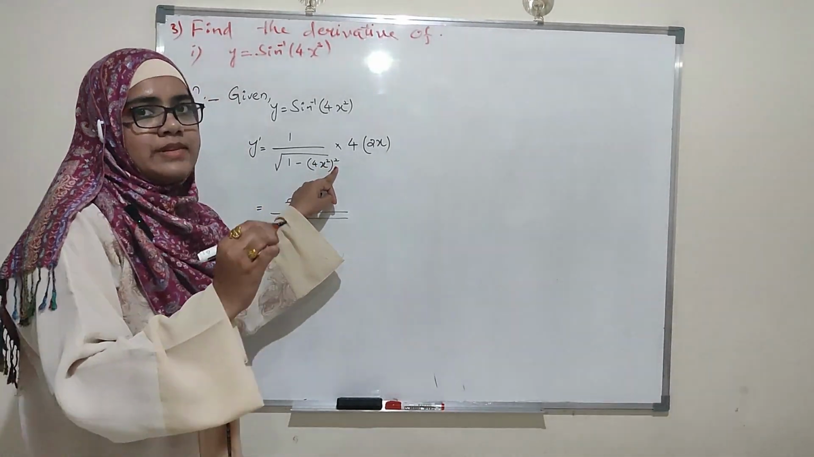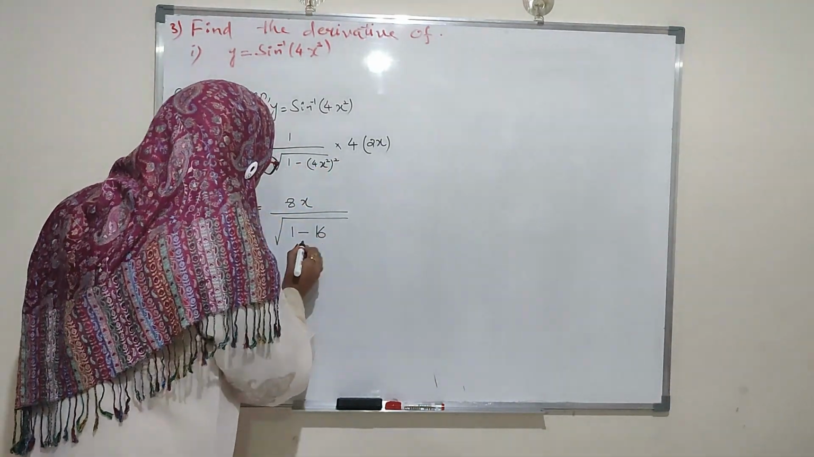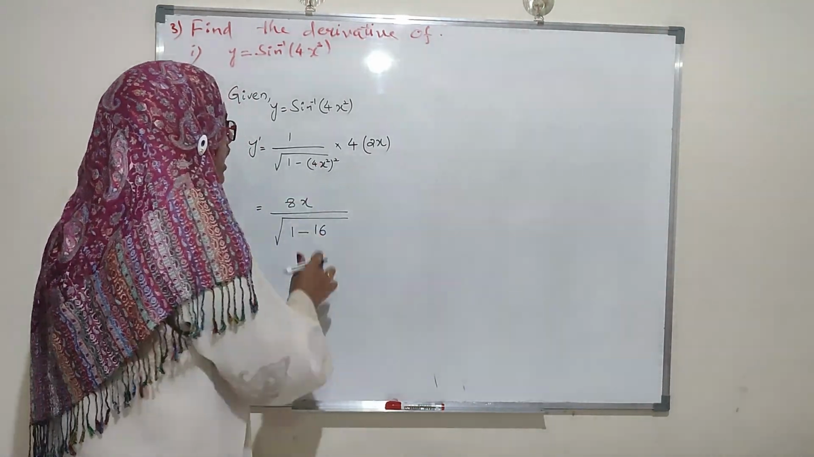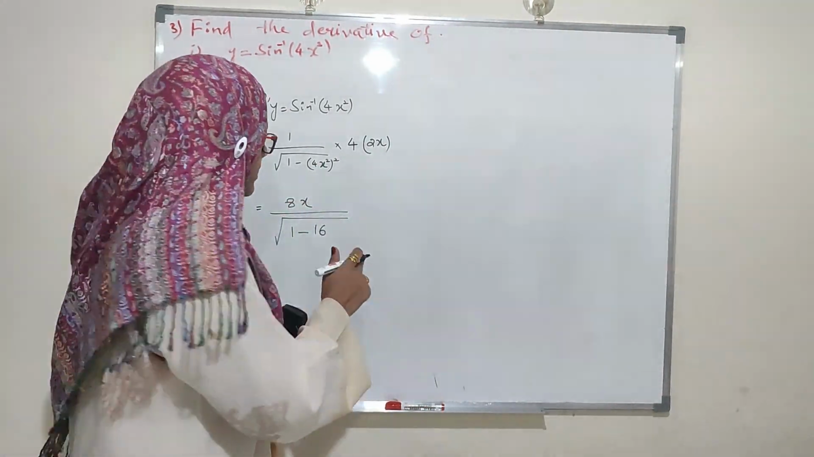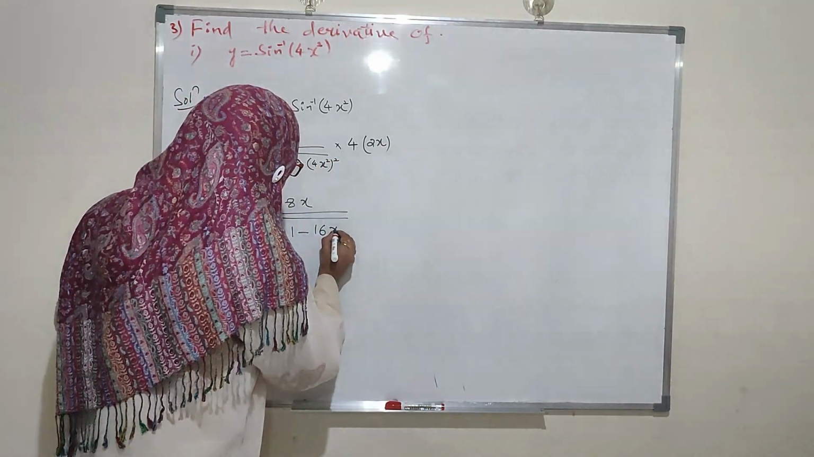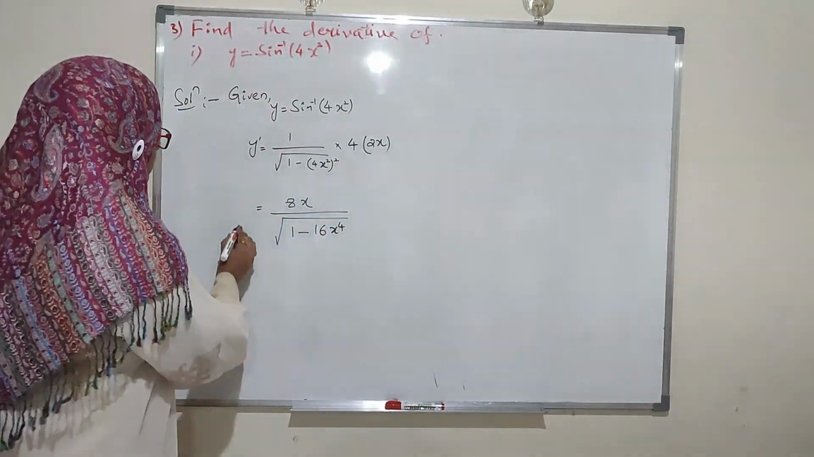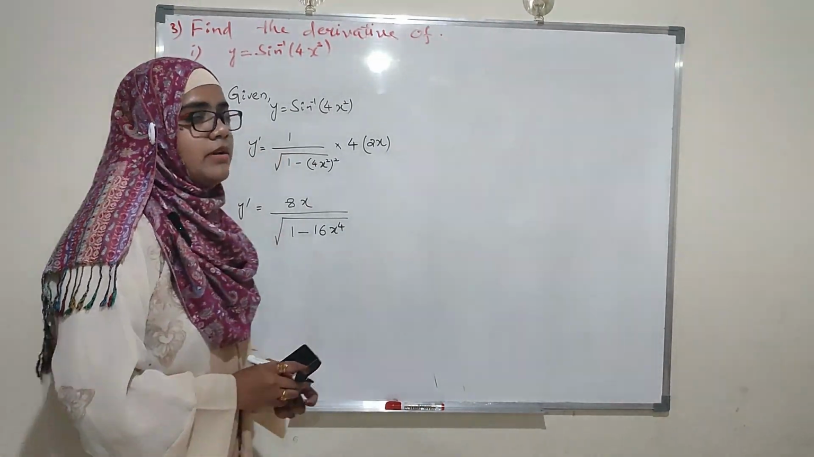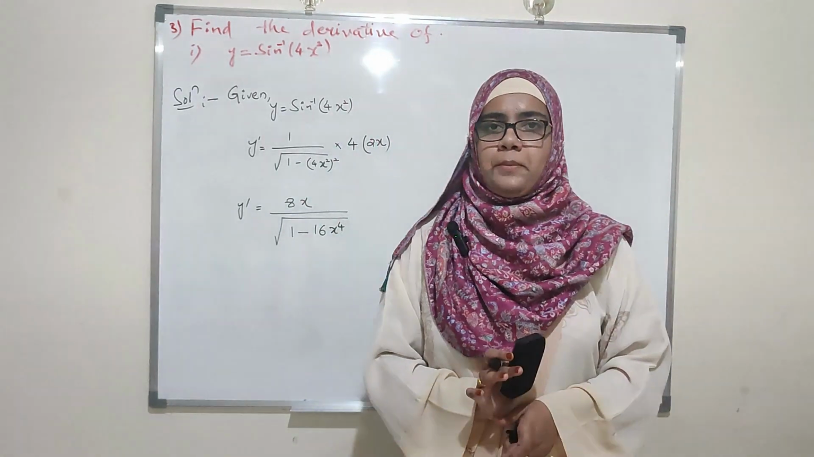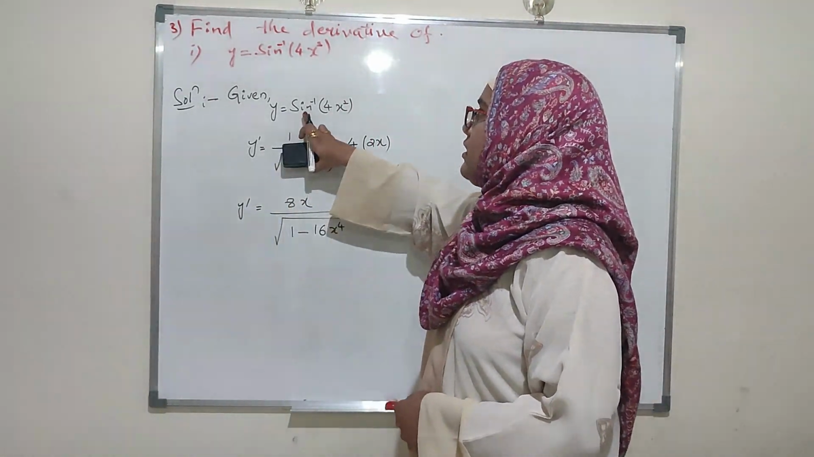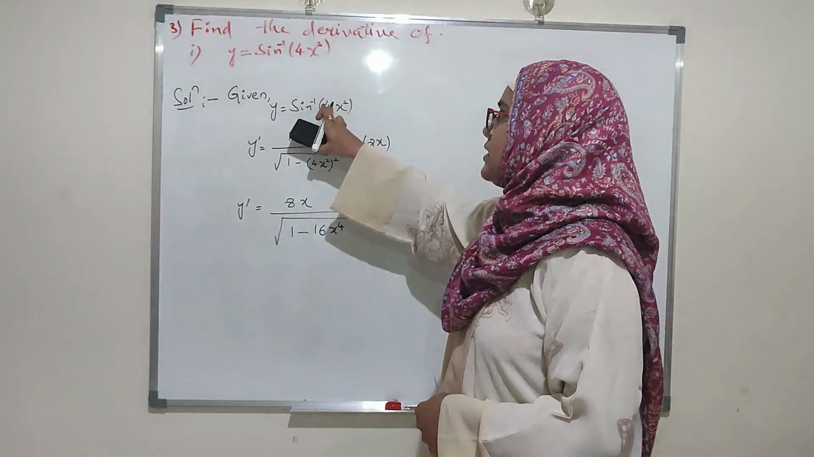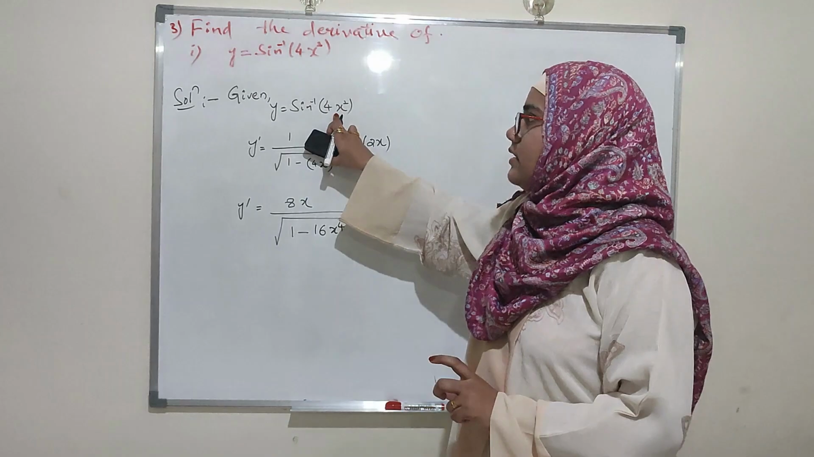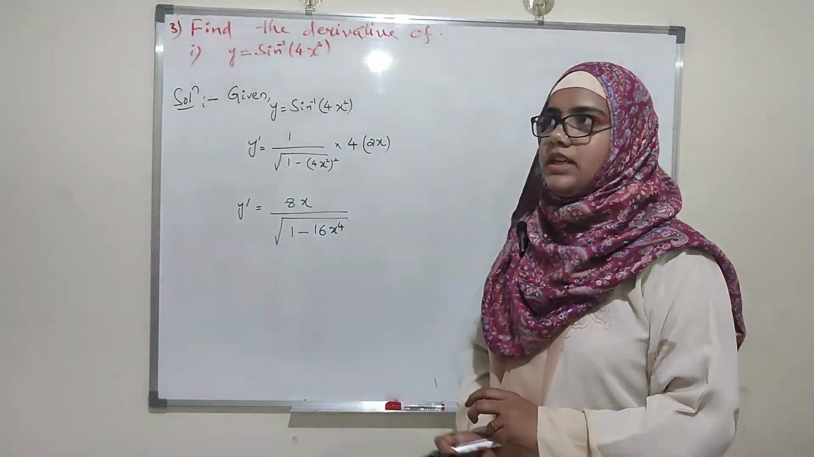4 square is 4 4s are 16, so 16 into x square to the power square, that means 2 plus 2, x raised to 4. So finally the differentiation of this one is 8x divided by under root of 1 minus 16x to the power 4. We are having sin inverse of x. First consider this term as x, then apply the sin inverse x formula, then go for the differentiation of the term x. Then we will get the answer.